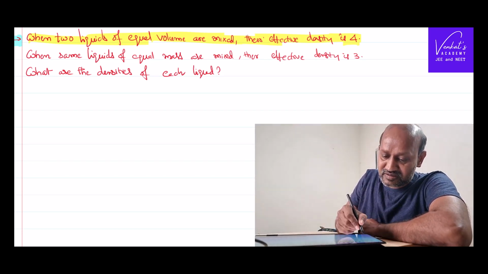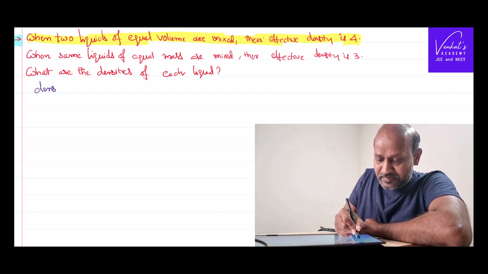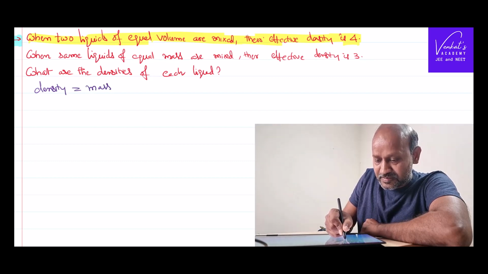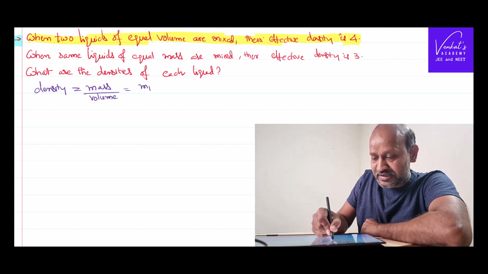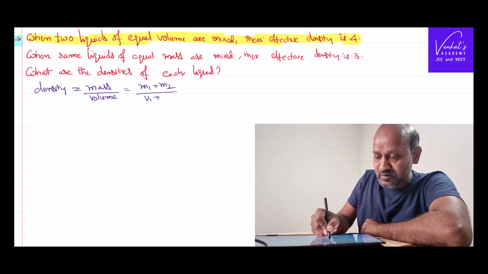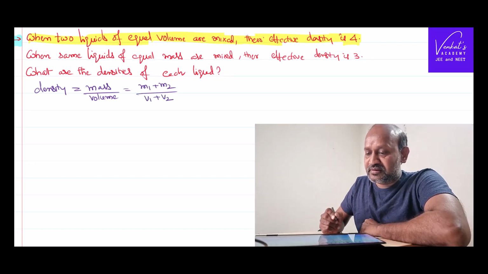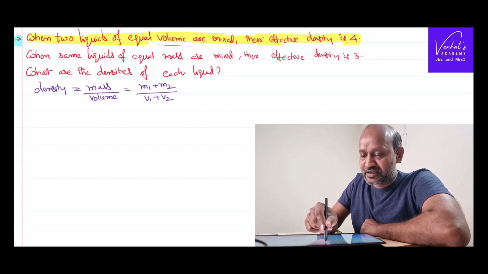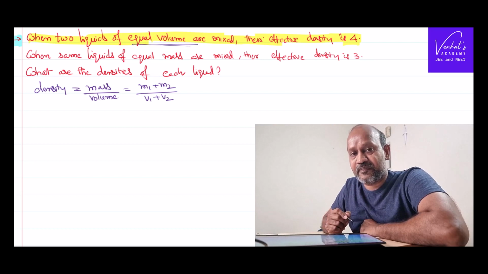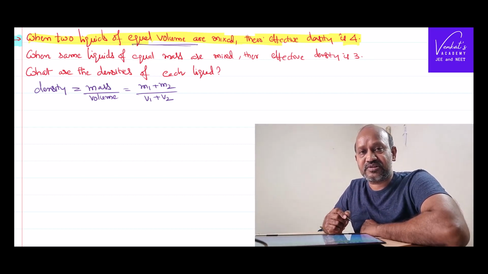We shall know first of all what's the formula for the density. We know density of a liquid is defined as mass by volume. When two liquids are mixed, I can simply say total mass by total volume. If you observe a little carefully, you have information regarding volume, that they are of equal volume, but we don't have any information about their masses.